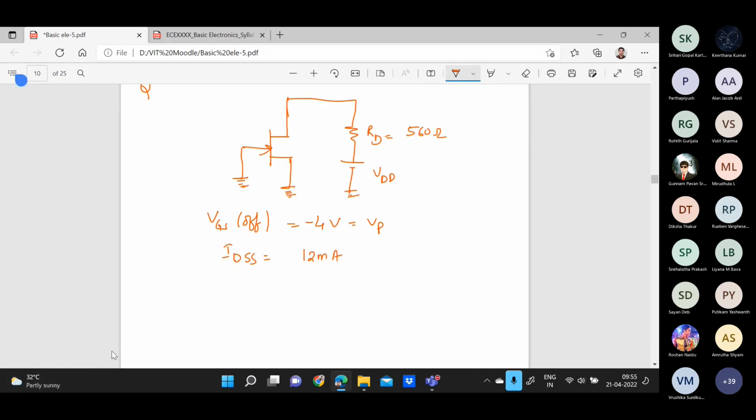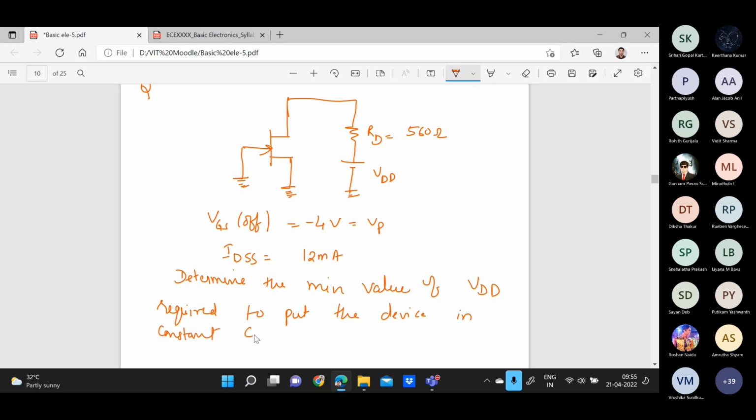They said to determine the minimum value of VDD required to put the device in constant current region of operation.